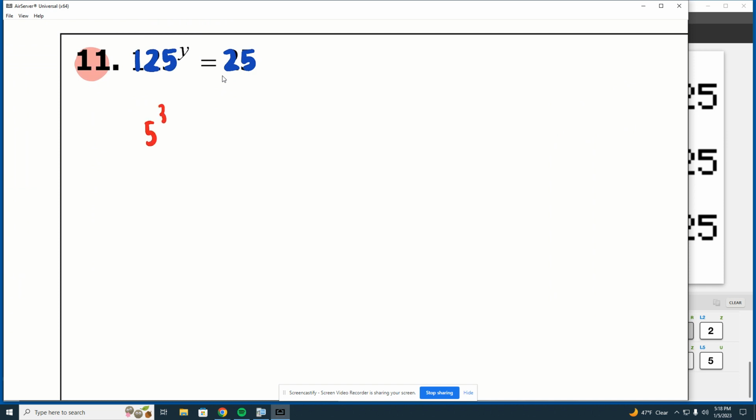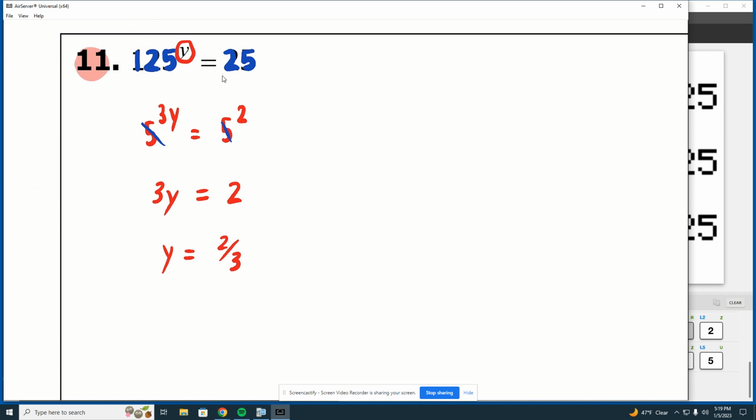125 is 5 cubed. Now again, don't forget you still have that y up there, so it stays there, and it just multiplies by 3, so that's going to be 5 to the 3y. And over here, you can rewrite 25 as 5 squared. So again, now that I've got my bases the same, I drop off those bases, and I take 3y and set it equal to 2. To solve for y, I'm going to divide by 3, so literally y equals 2/3.